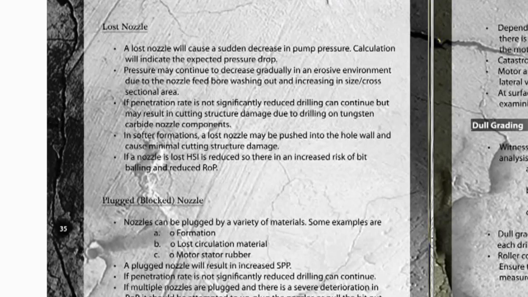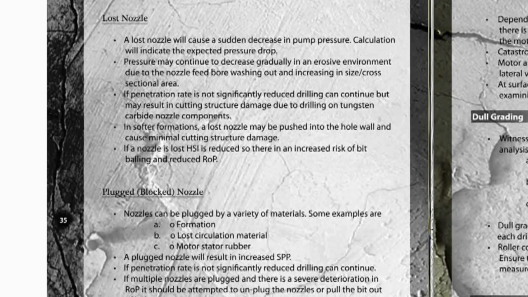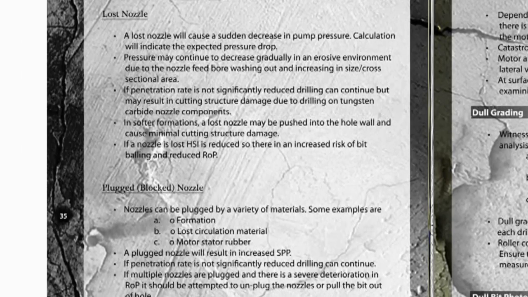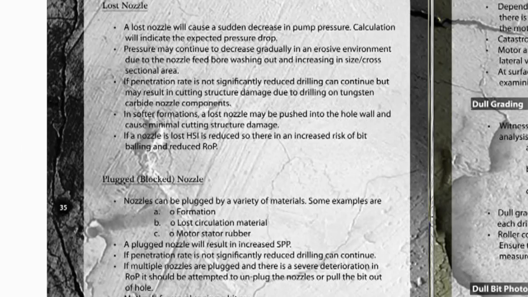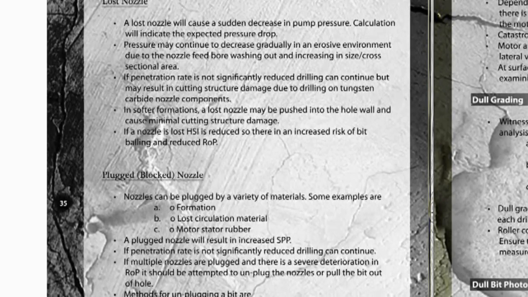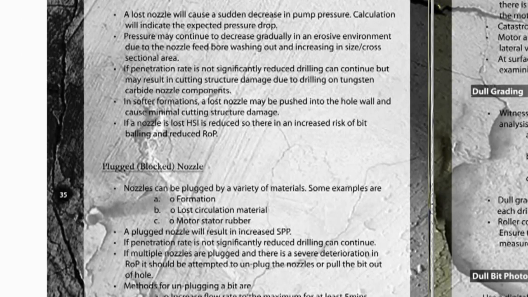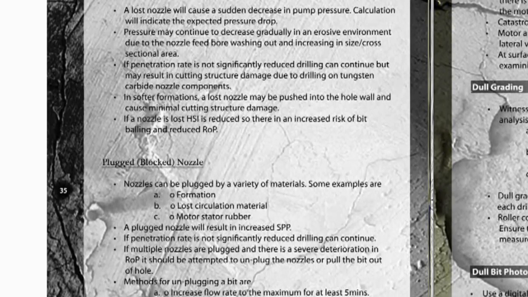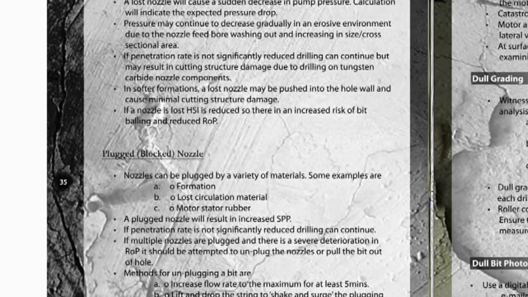If penetration rate is not significantly reduced, drilling can continue, but may result in cutting structure damage due to drilling on tungsten carbide nozzle components. In softer formations, a lost nozzle may be pushed into the hole wall and cause minimal cutting structure damage. If a nozzle is lost, HSI is reduced, so there is an increased risk of bit balling and reduced ROP.